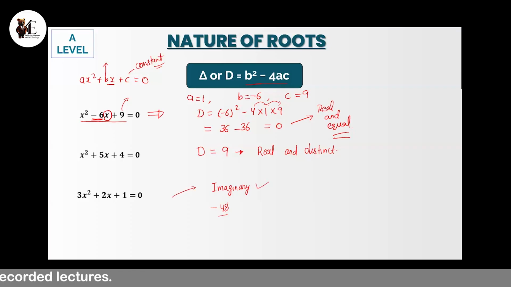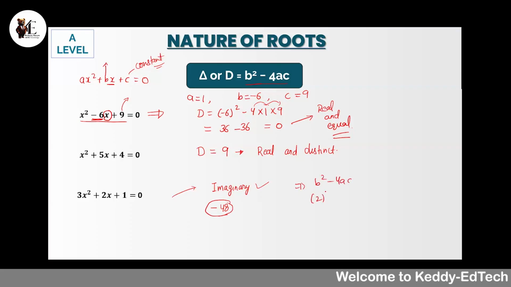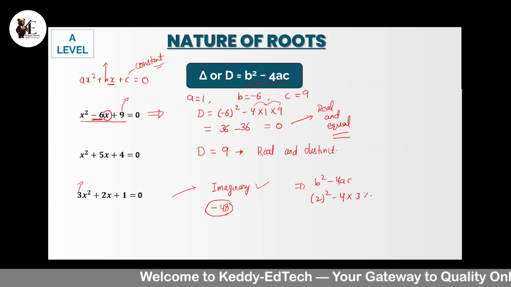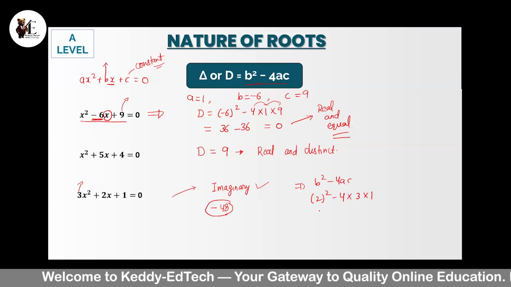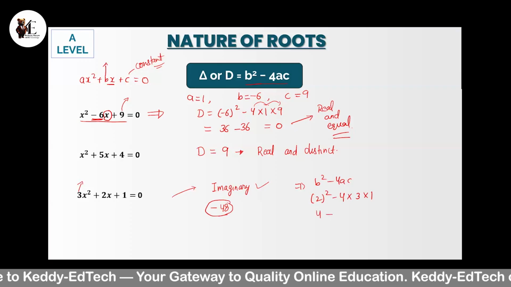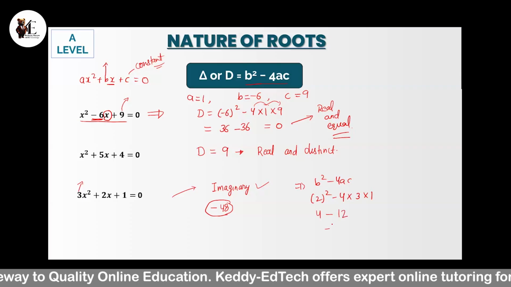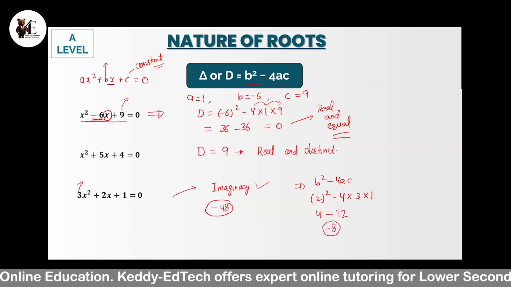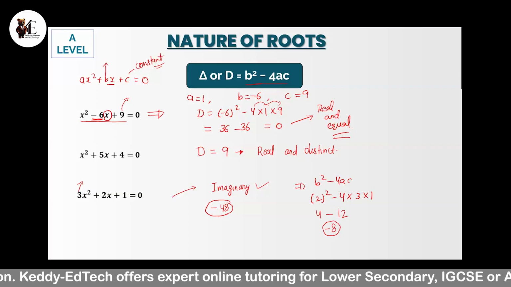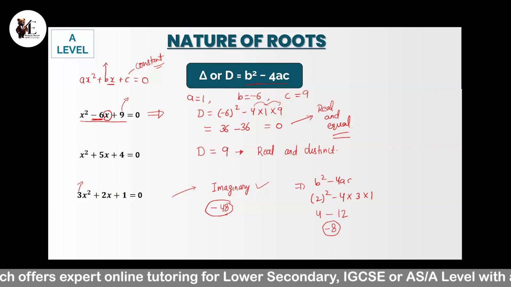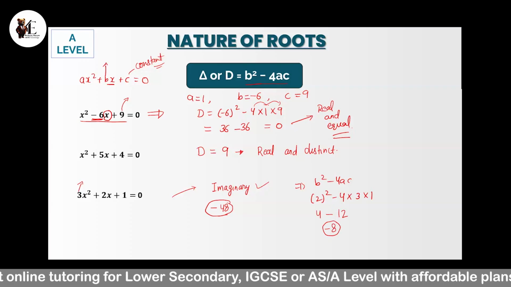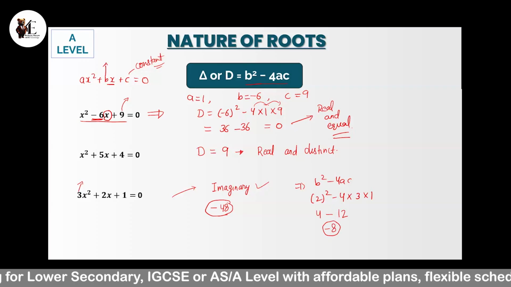This is correct. And let me check this. So here b square minus 4ac. So b is 2. So 2 square minus 4 into a, value of a is 3. So 3 into c, and the constant term is 1. So 2 square is 4 and minus 4 into 3, 12 into 1, 12. So 4 minus 12, that will be negative 8. I think you have multiplied 4 and negative 12. No, so I did. Is it not 48? No, it's negative 8.